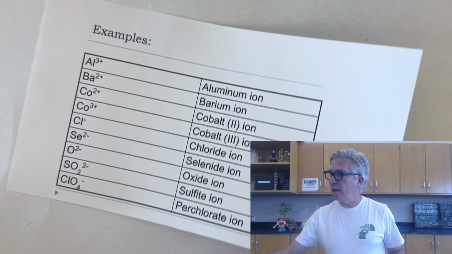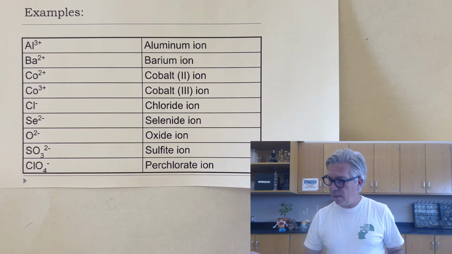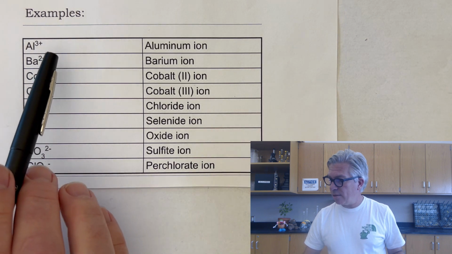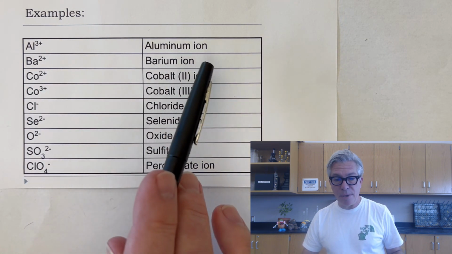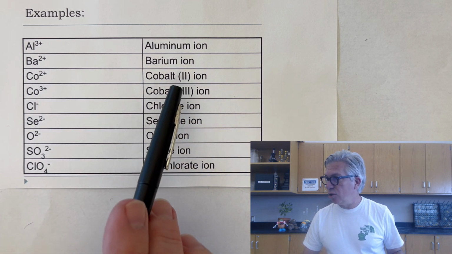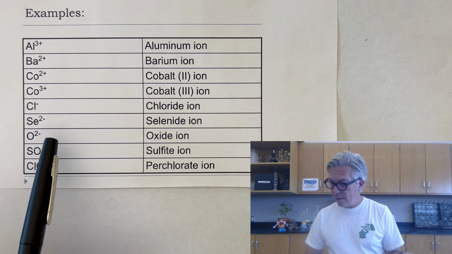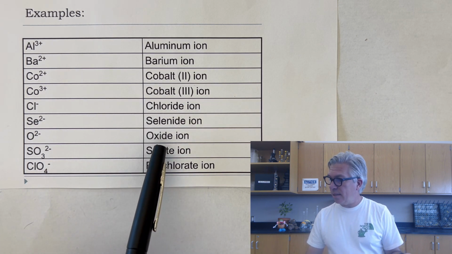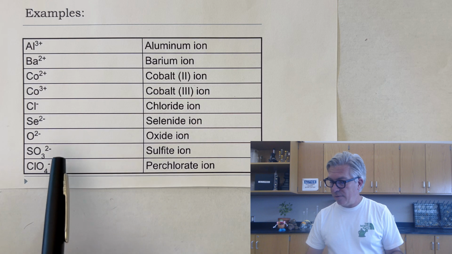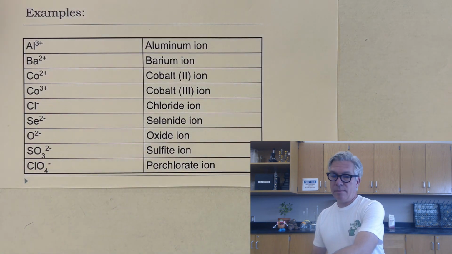Let's look at some examples. In these examples, you'll see first a couple of regular metals, and you just name them: aluminum ion, barium ion. Cobalt can have more than one possible charge, so it either gets a 2 or a 3 to tell which charge it is. Chloride, selenide, and oxide are all monatomic anions, and they all end in IDE. And then we have sulfite and perchlorate. I just chose those two off the polyatomic ions chart. So those are some examples.